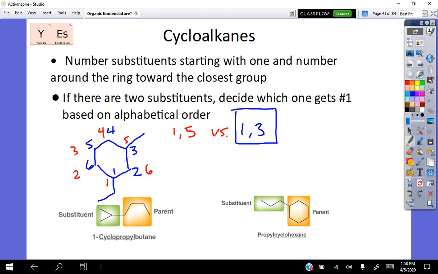Another example that we will see is if I have 2 things sticking off of the same branch, they both would be on carbon number 1, but then I would alphabetize ethyl over methyl. So it'd be 1-ethyl-1-methyl. In our next lesson, I'll go over some more examples with naming, and we can apply all of these rules in practice.